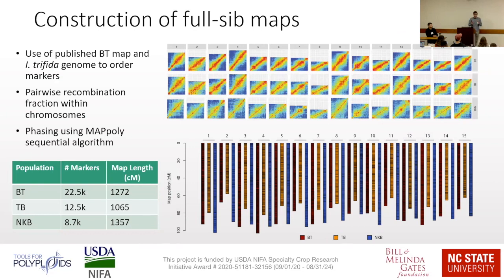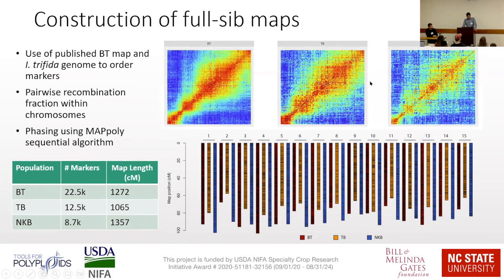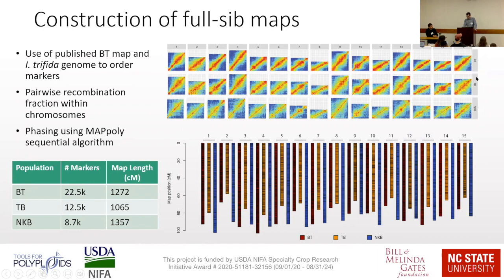As I said, we call these markers, but we have the separate populations, so you can build the map for each one of those populations. Here I'm showing you the recombination frequency matrix for each one of the 15 chromosomes, 15 linkage groups of sweet potato, in our three populations. Let me move this. Okay, so this is BT, TB, and NKB, our three populations.